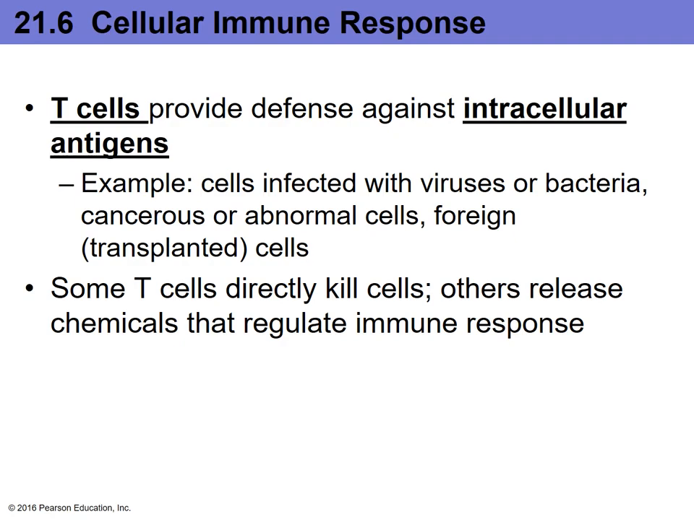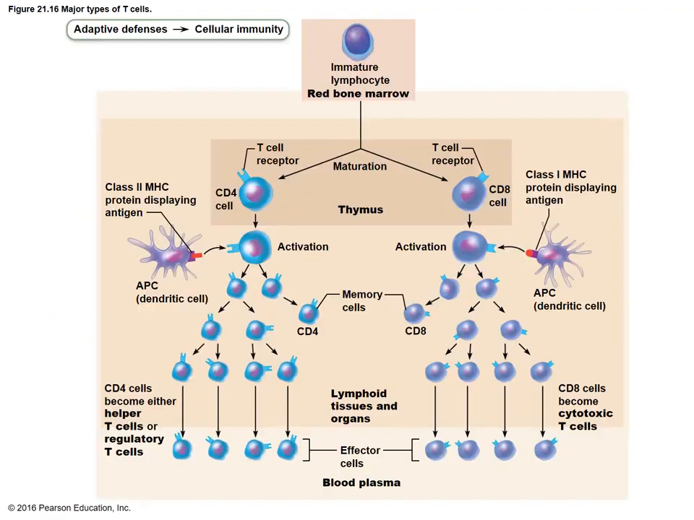T cells are going to provide defense against those intracellular antigens. So they can provide a means of attacking cells that now are infected with the virus or infected with bacteria. They can also recognize cancerous cells or abnormal cells, and these are the ones that are going to recognize any type of foreign cell, like if you've had an organ transplant. Sometimes the cells are going to directly kill the infected cell. Other times they will release chemicals that are involved.